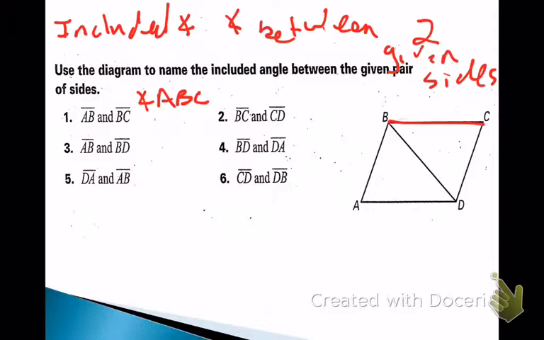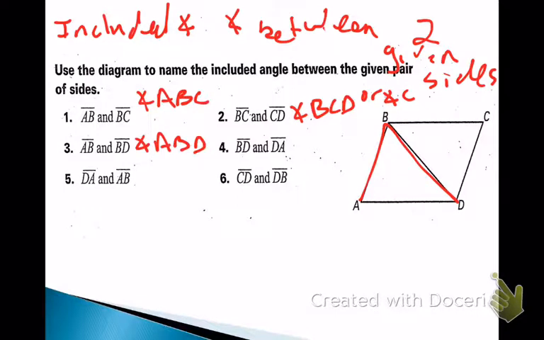Or if we're talking about side BC and side CD, in the case of number 2 here, then angle BCD, or angle C if you wanted to do that, since C is by itself. It's the angle that uses these two segments as its sides. Okay? So on and so forth. AB and BD, then the included angle would be simply angle ABD. Got the pattern? Okay.